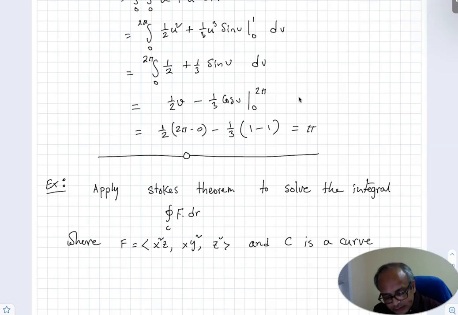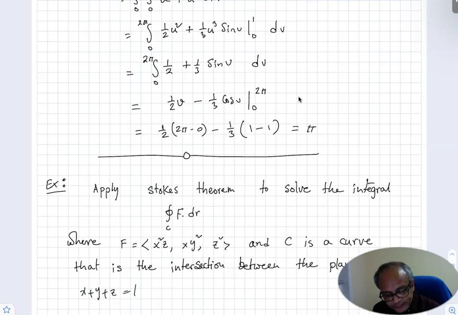That is the intersection between the plane x plus y plus z equals 1 and the cylinder x squared plus y squared equals 9, for every z real number.